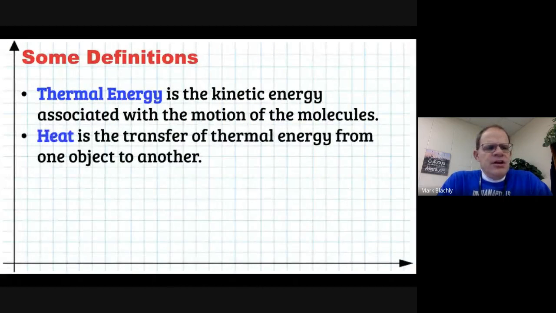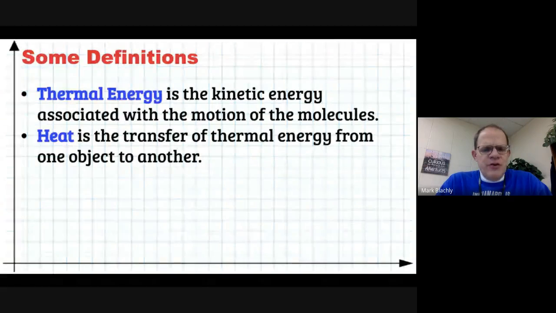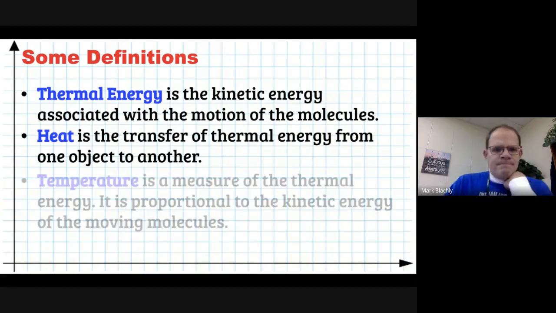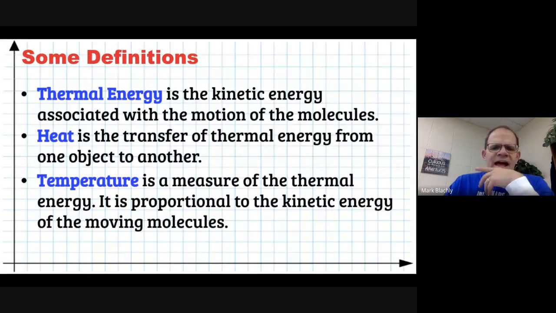Now the other two you don't need to write down. Heat is actually going to be the transfer of thermal energy from one form to another. So heat is something that transfers. You can get heat from something that has lots of thermal energy, or you can lose heat, but you don't really have heat. You have thermal energy. Heat is the transfer of it, okay? And lastly, temperature is going to be a measure of this thermal energy. It's a way to measure how much energy the molecules have as they're moving around.